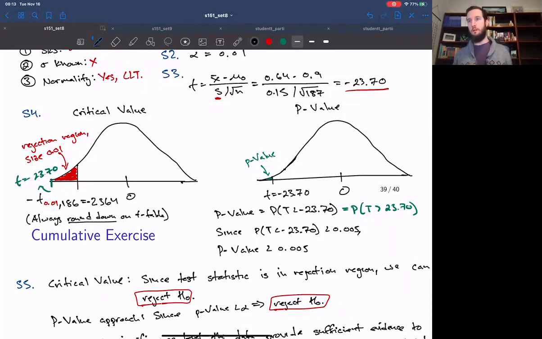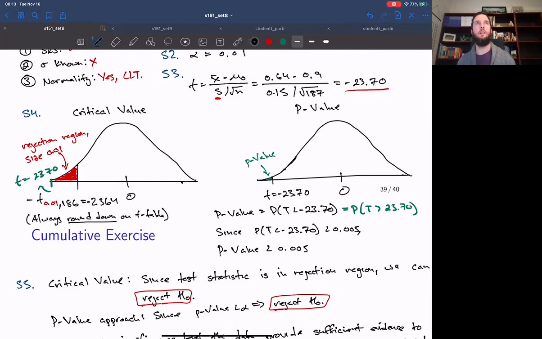Any questions so far? We're going to see a lot more examples of p-value finding in the same situation and with tables that are built the same. So we're going to get a lot of practice with this. But any questions at this point? No.